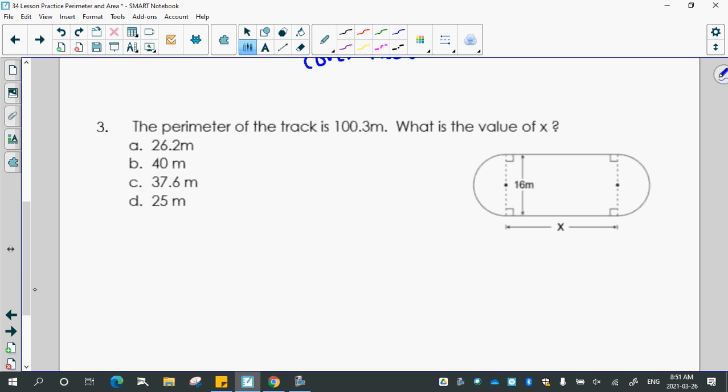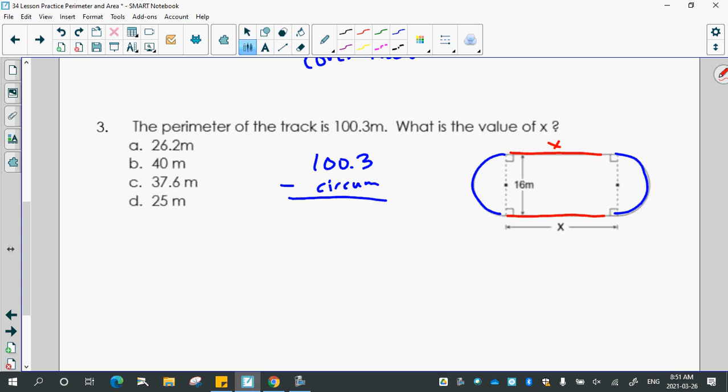Okay, so we know it's perimeter, right? So are you going to find the circumference and then subtract it from 100.3? Does that make sense to everybody? So I know my perimeter is 100.3. If I subtract off the circumference, so the circle part, all that's left is 2 x's.